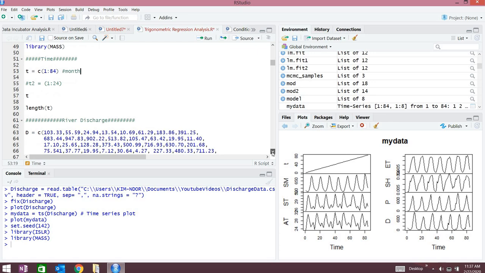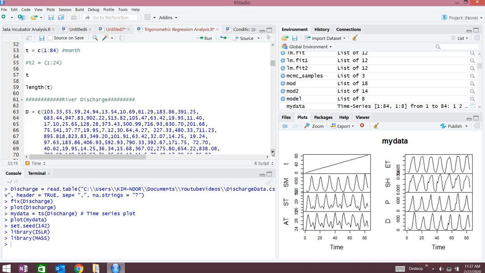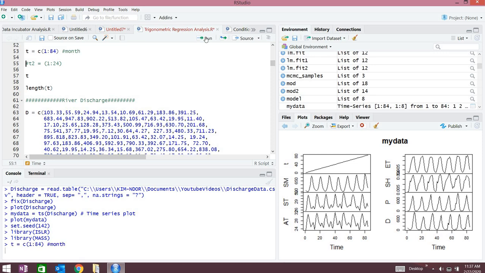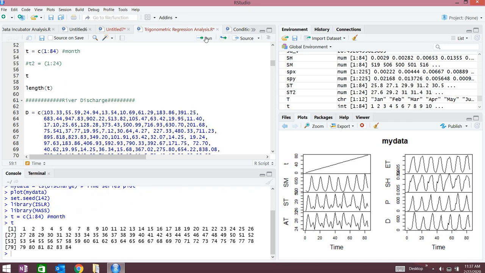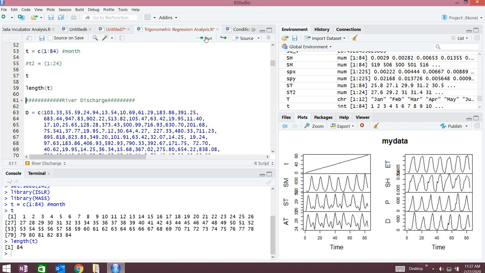So we create a vector. I created vectors here instead of taking the whole data set. I selected some variables. So T equals C(1 to 84) gives us 84 months for our time, and I check the length of T to make sure that all the variables have the same length. Otherwise you may not be able to run it if the lengths differ.